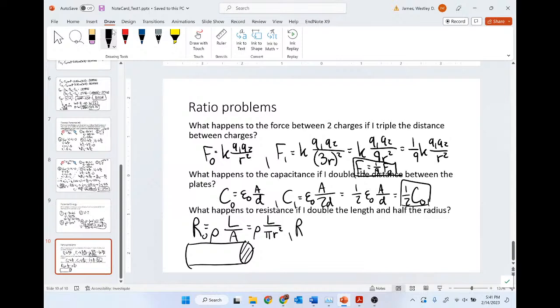All right, so that's my original. Let's do our new one. Our new one has a resistivity. I double the length and I half the radius. Remember, if the variable is squared, whatever happens to it is squared. Just like that first one, which is now very hard to read.